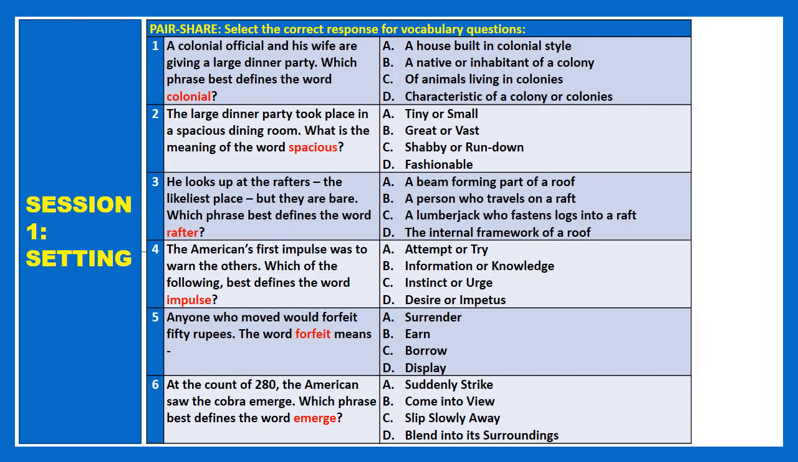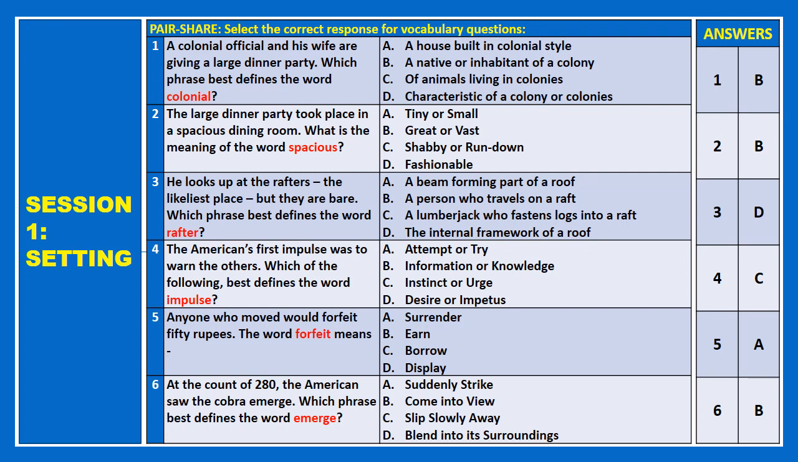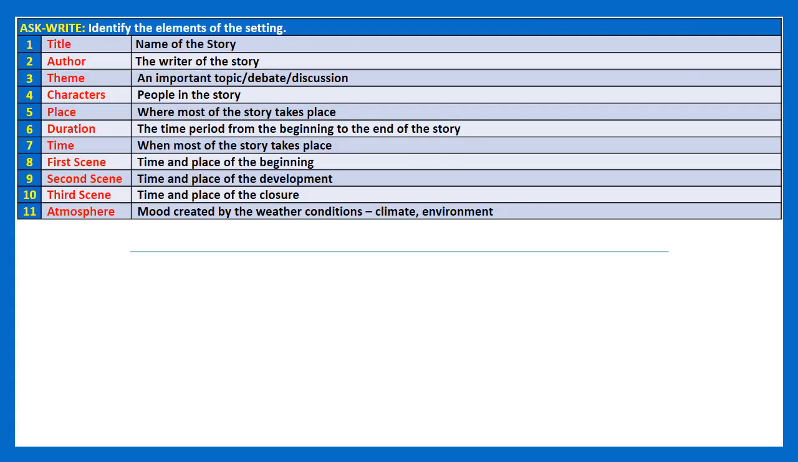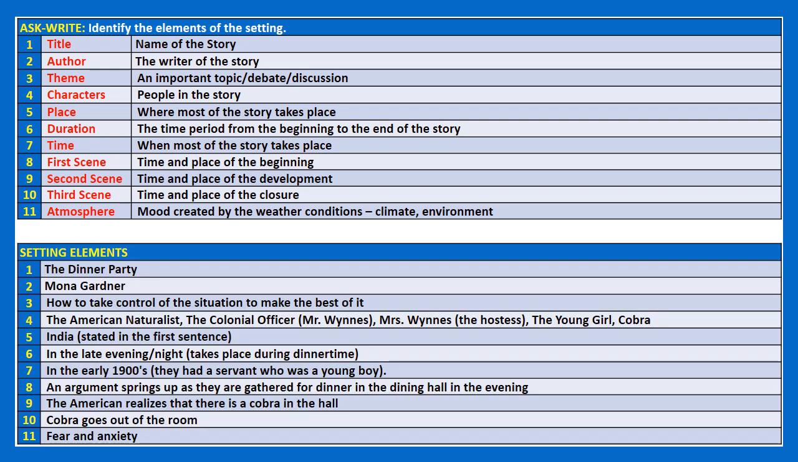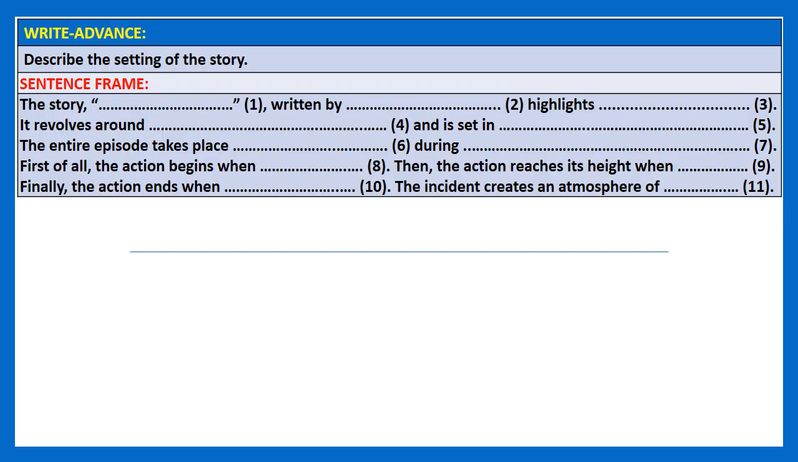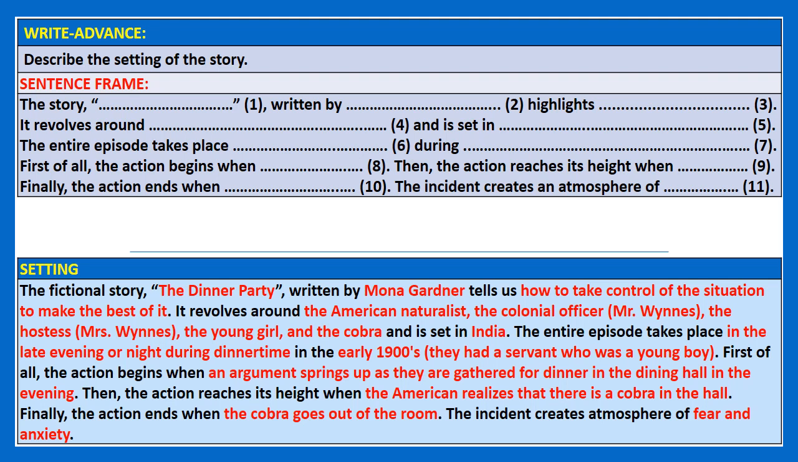Session 1 deals with the setting, which helps students to find words in the story that have the same meaning as the given words. Students are encouraged to identify the elements of the setting, such as place, time, and atmosphere. Then use the elements of the setting that they have identified to describe the setting. Students may use the given sentence frame as a guide.